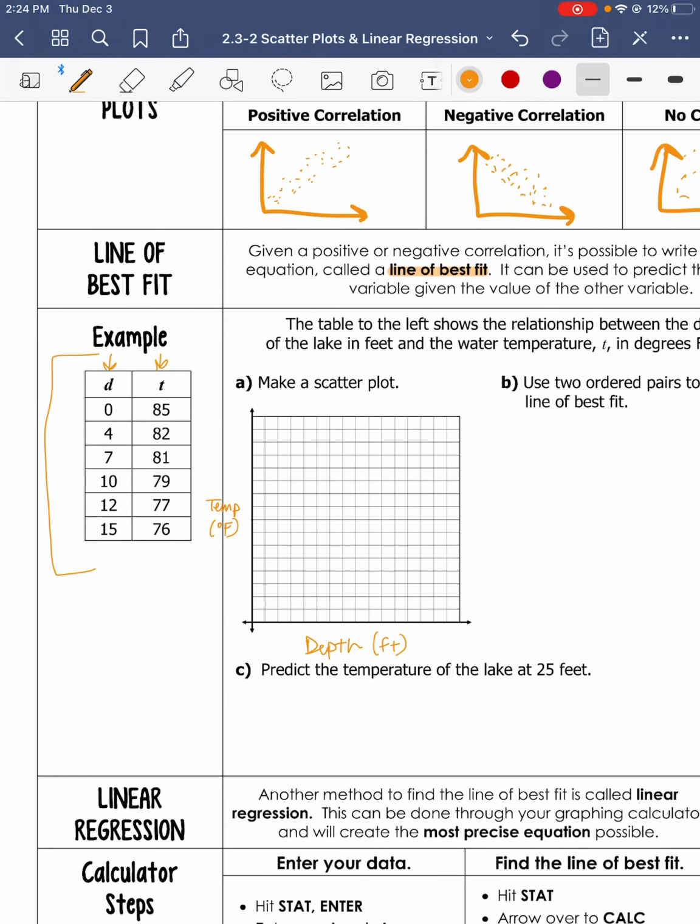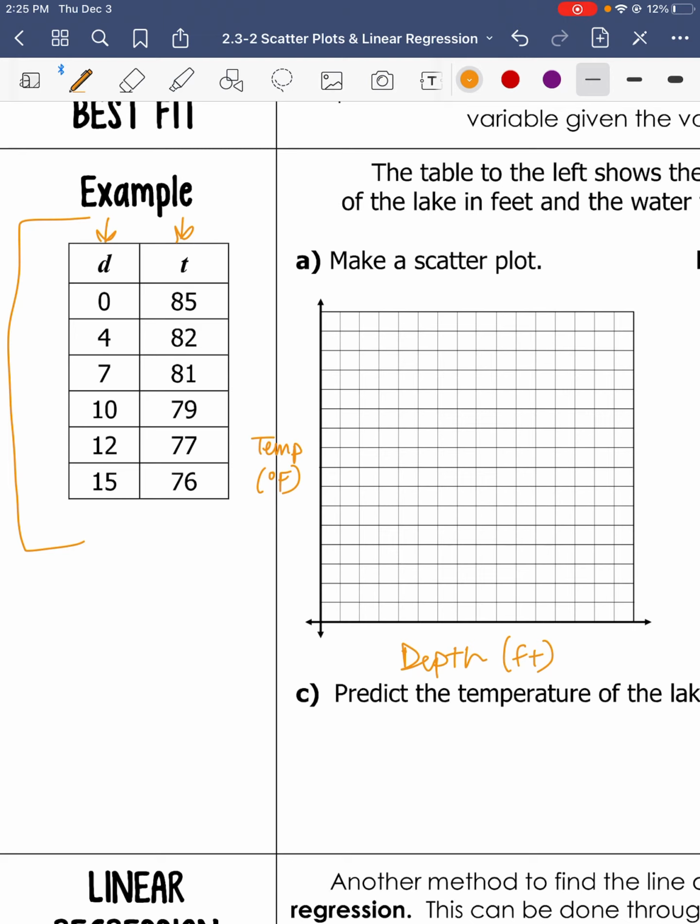Okay, so A says make a scatter plot. So here we're just going to plot all of these points. So from 0 to 15, let's do 2, 4, 6, 10, 12, 14. Just labeling, it should be 22, 26. That should be plenty. 15 is only about halfway through there. Okay, and then the temp goes from 76 to 85.